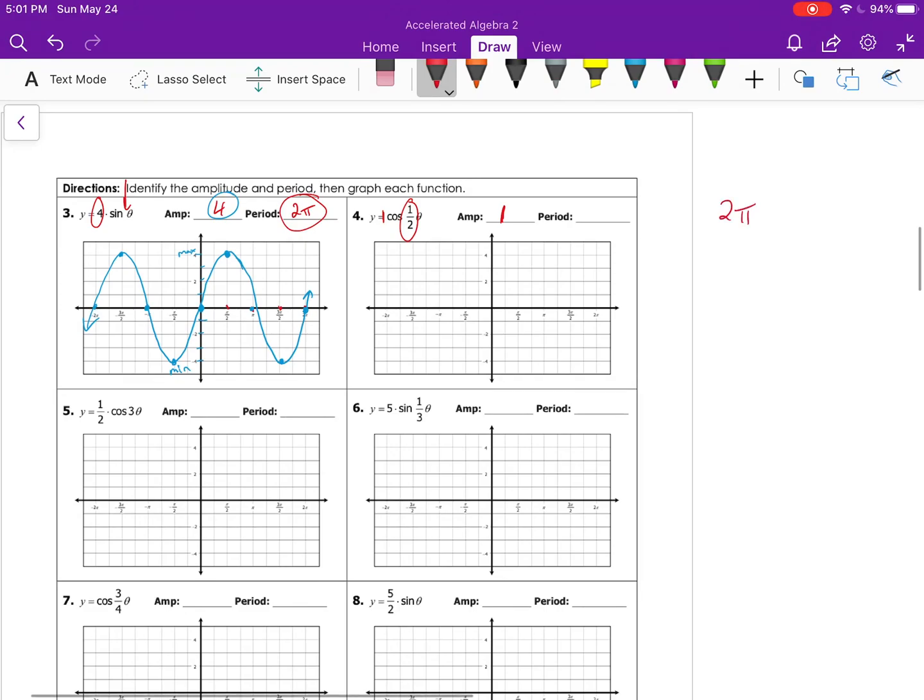So this is going to change that b value, how we label that x-axis. My period is going to be 2 pi divided by the b value, which is 1/2, which really means 2 pi times 2, or 4 pi. So that means I'm going to need 4 whole pi to get a whole period, right?